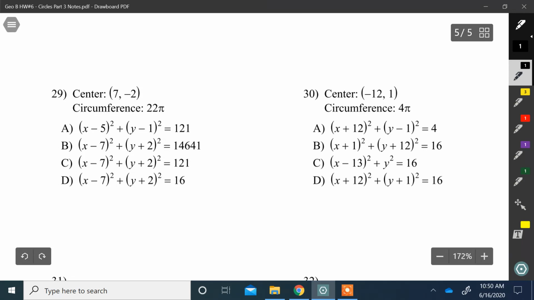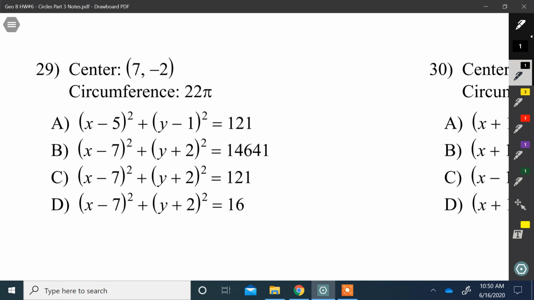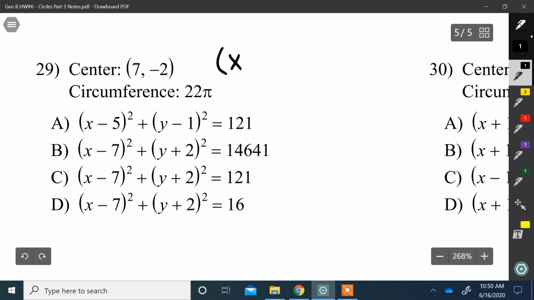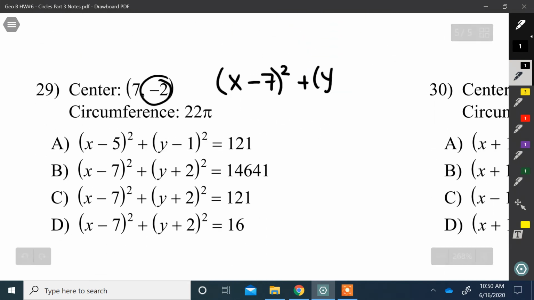All right, number 29. They're giving you the circumference. Okay, but we already know the formula is right here. X minus 7 squared plus y. If it's a negative 2, just like what happened here, negative and a negative, that turns into a positive. Well, the same is going to happen here. A negative 2 is going to turn into a positive 2. And then all we have to figure out is what's r squared.